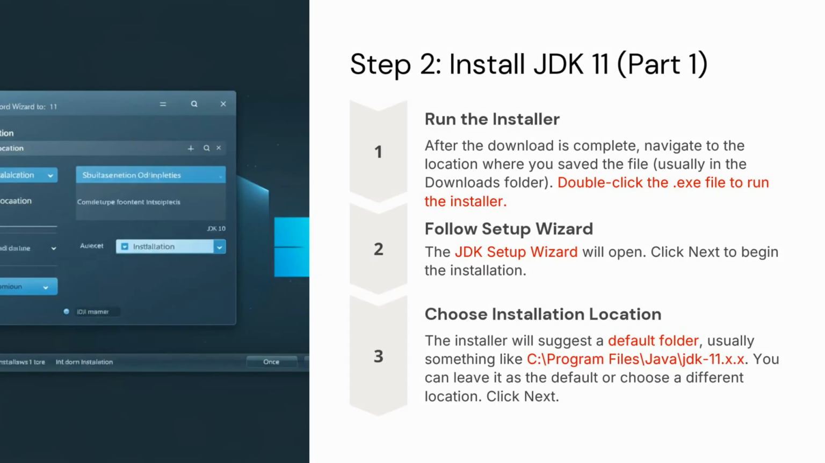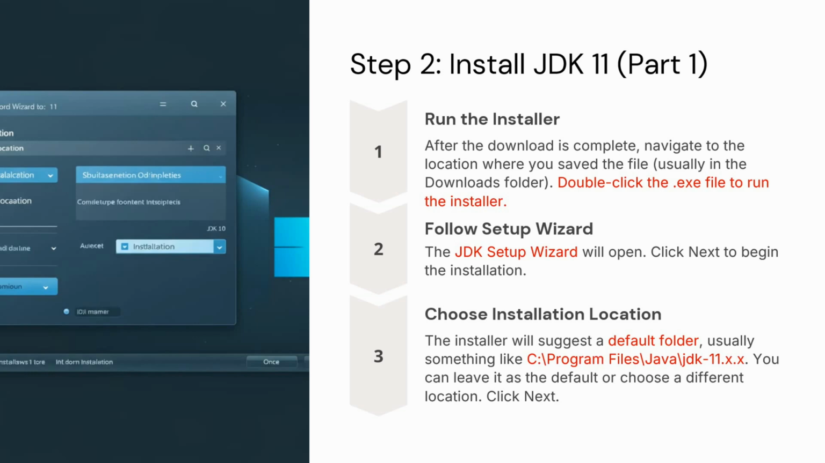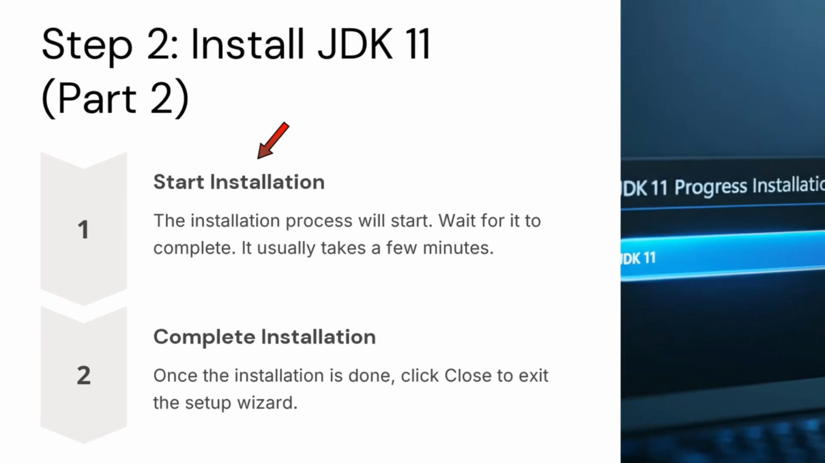Next step is to install JDK 11. For that we have to run the installer. Already we have downloaded the installer. Double click the exe file to run the installer and it will open the JDK setup wizard. Click on next to begin the installation and the installer will suggest a default folder like C, Program Files, Java, JDK 11. You can leave the default or choose a different location. Then click on next. The installation process will start. Wait for it to complete; it usually takes a few minutes. Once the installation is done, click on close to exit the setup wizard.